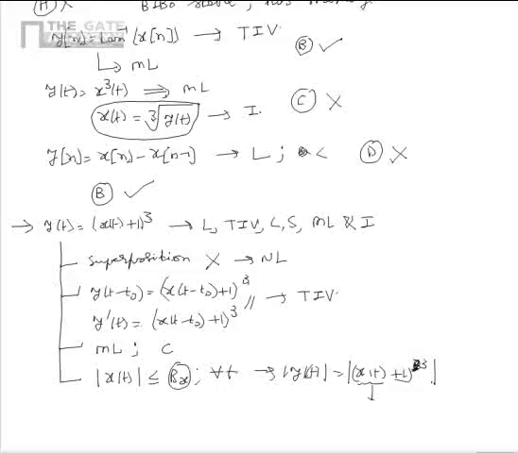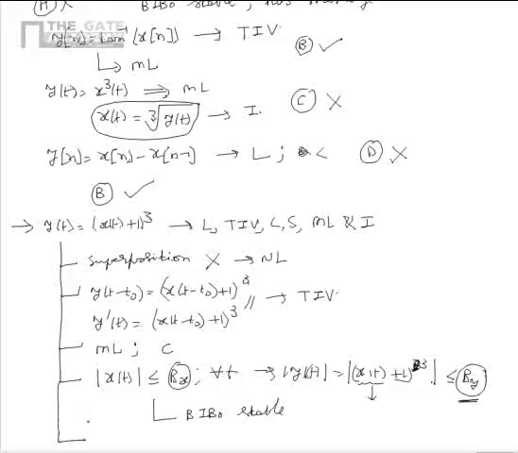As the input x of t is bounded, we can show that the output y of t is also bounded, that is, mod of y of t is less than or equal to By, where By is finite. From this we see that the system is stable in the BIBO sense.